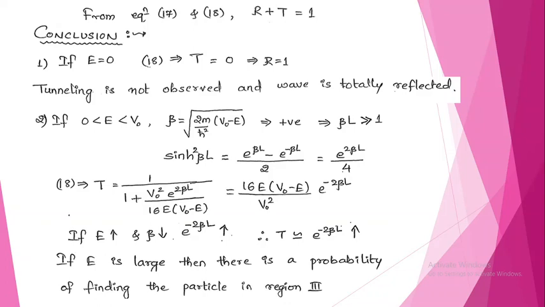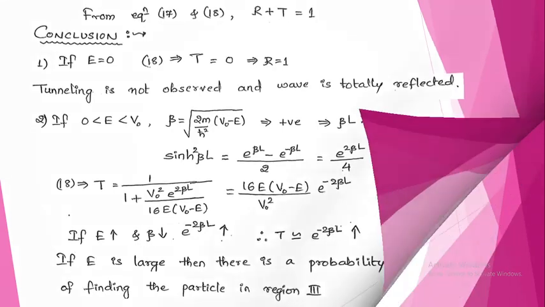It means if energy is large, then there is a probability of finding the particle in region 3. It means tunneling takes place in such a case. Even if E is less than V naught, the quantum tunneling effect takes place, and finally the particle can penetrate through the barrier and gets transmitted. So the probability of finding the particle in region number 3 is more. This is for energy less than V naught.